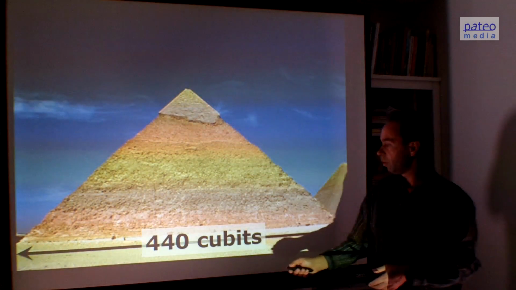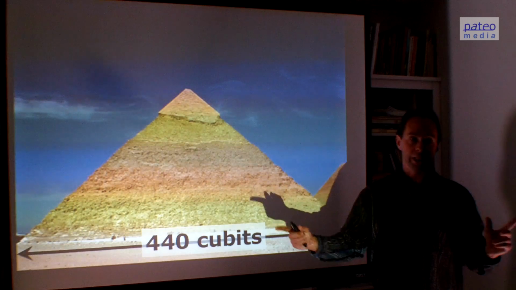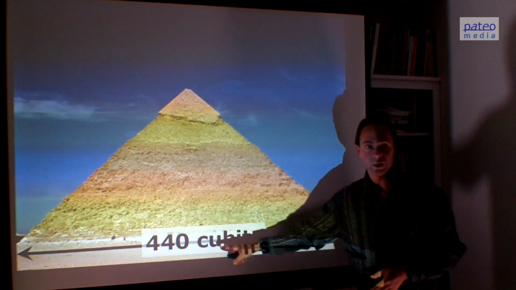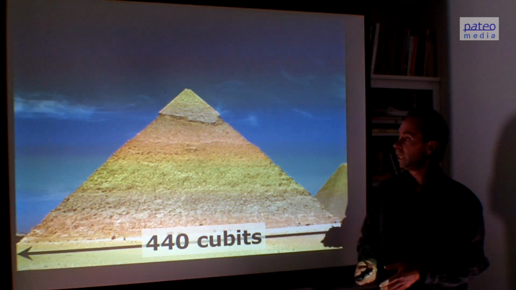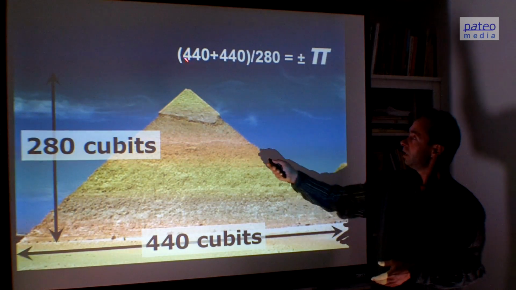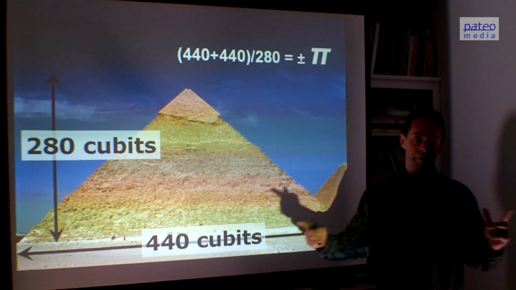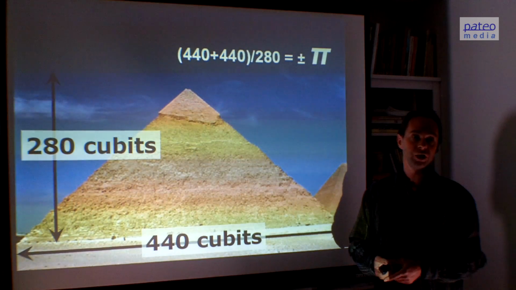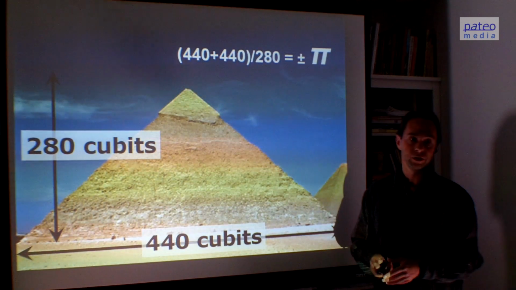At the base, the Great Pyramid has this width, 440 cubits. A cubit was the unit of measurement the pyramid builders used. And the height is 280 cubits. When we add two sides at the base up and we divide it by the height, we get a very good approximation of pi.